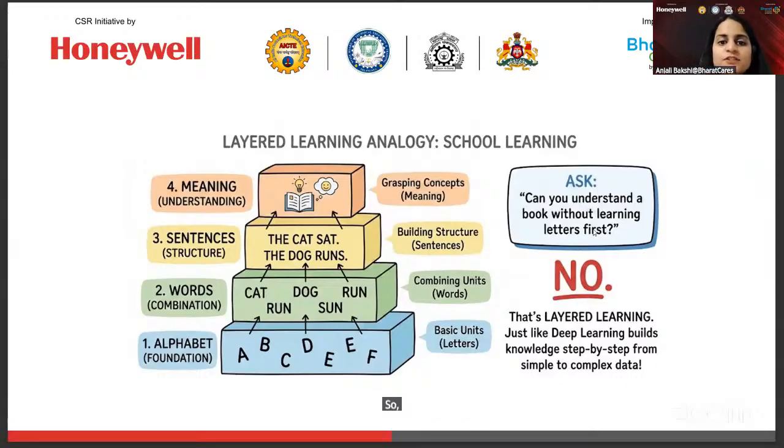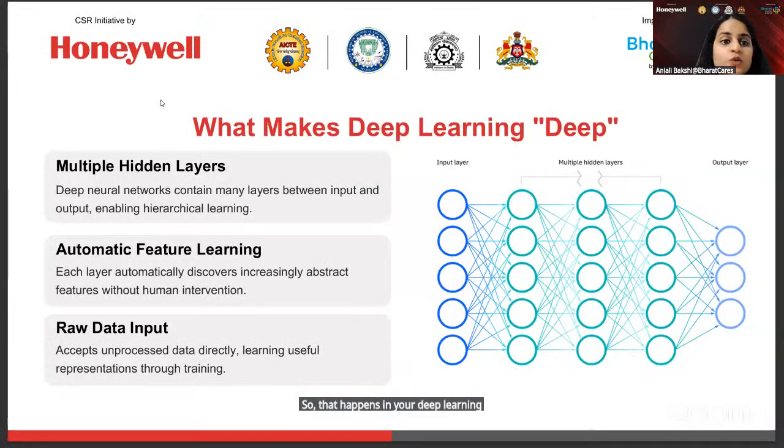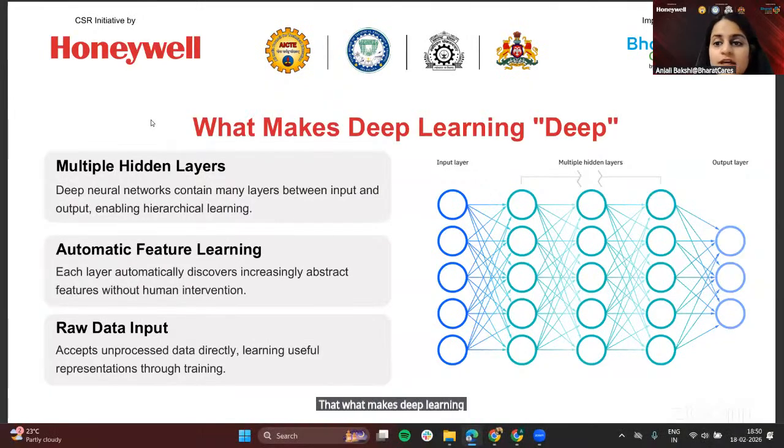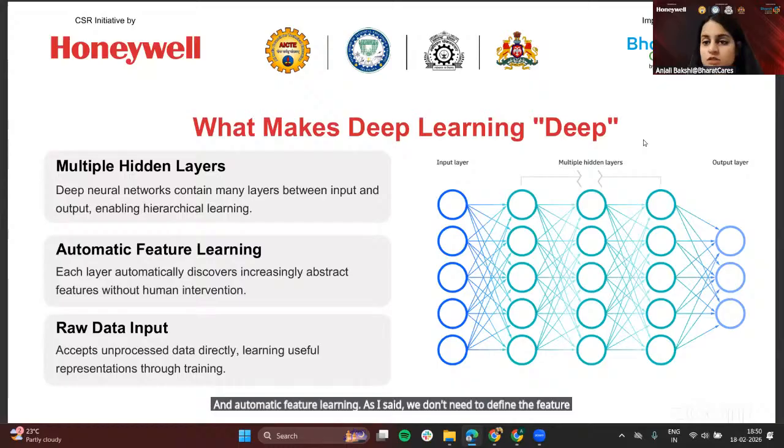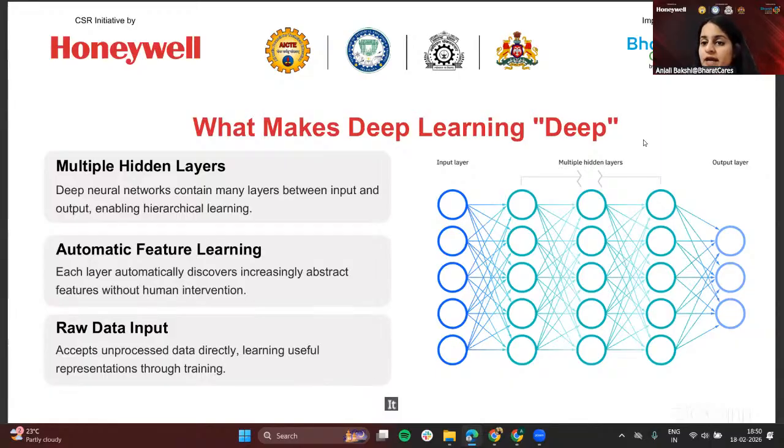So that happens in your deep learning also. That what makes deep learning deep is the multiple layering we have in the deep learning and automatic feature learning. As I said, we don't need to define the feature, it automatically learns. As we saw in the machine, we nowhere mentioned that this is a dog, now tell me the breed. It automatically learned the patterns and it mentioned the breed, right? So similarly, we only give the raw data. We have n number of layers in between.